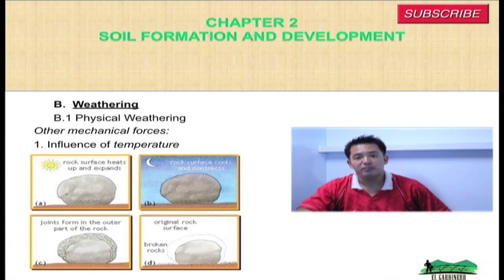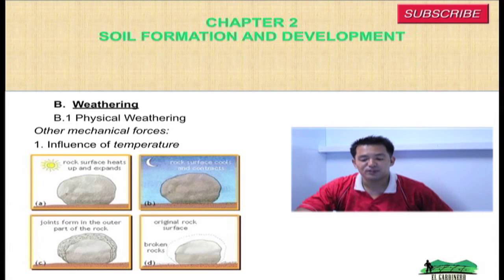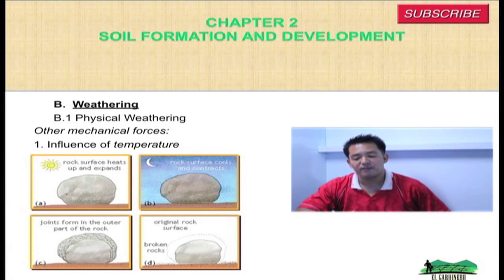And then we have the third one, other mechanical forces, like the influence of temperature. So I'm showing you some diagrams by which temperature influences the physical weathering. Now, letter A shows you the sun heating up the rock. And then picture B shows you that at night, the rock surface cools and contracts. On the first picture, the rock surface heats and expands.